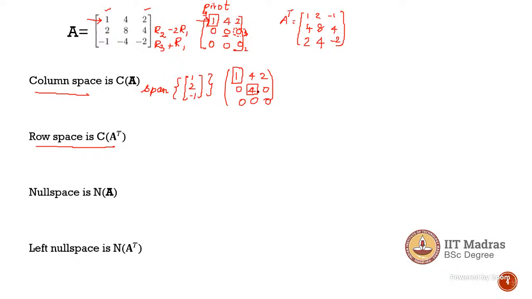If you have non-zero entries, at that time this is your first pivot, which corresponds to the first column. And this is your second pivot entry, which is the second column, this column.